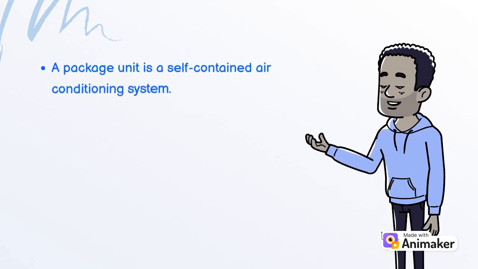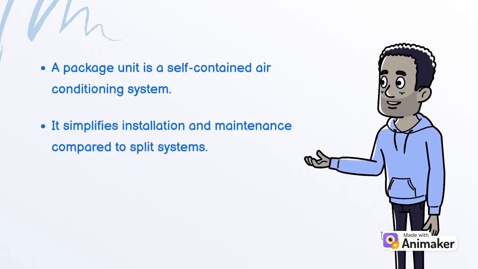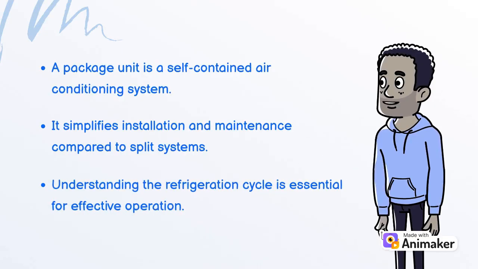To recap, a package unit is a self-contained air conditioning system. It simplifies installation and maintenance compared to split systems. Understanding the refrigeration cycle is essential for effective operation.